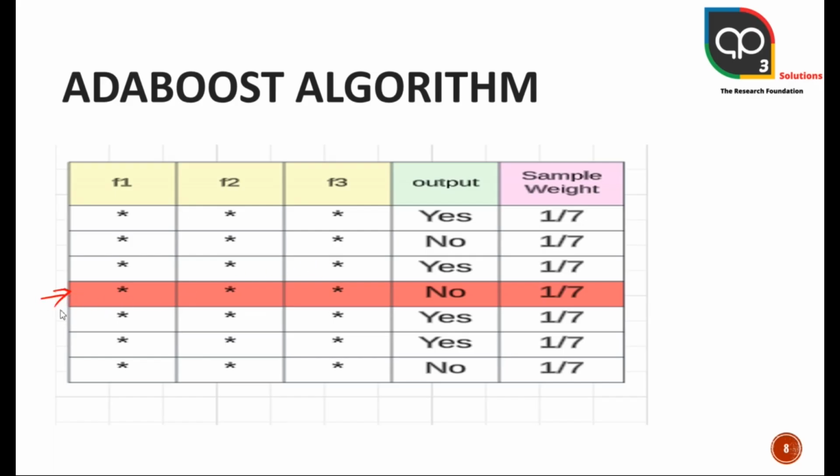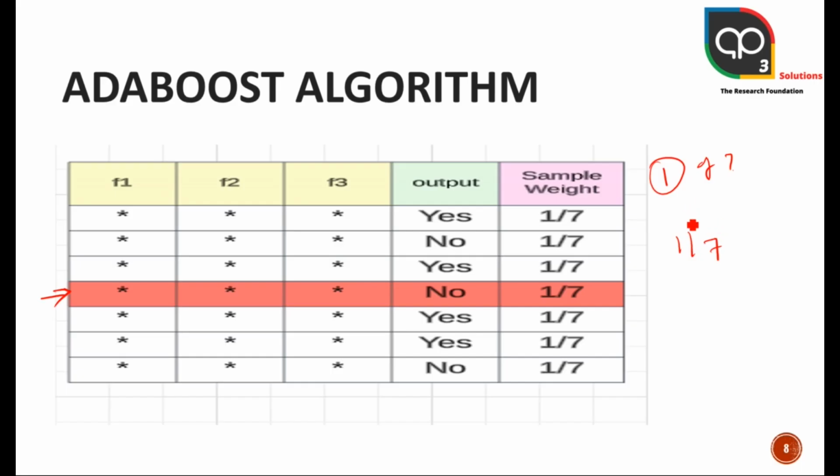Here, assume the 4th record's output is predicted wrongly by this model. To calculate the total error, we can take the weight of the error, which is 1 error out of 7. So the total error for this model is 1 by 7.